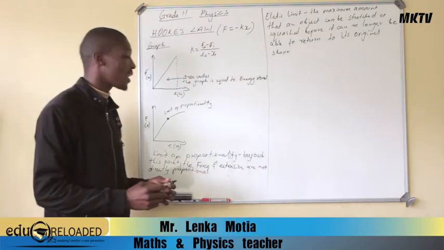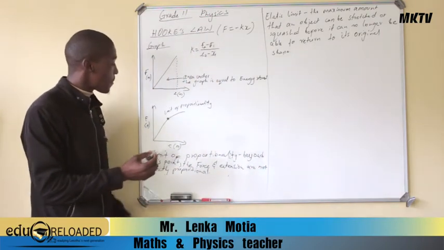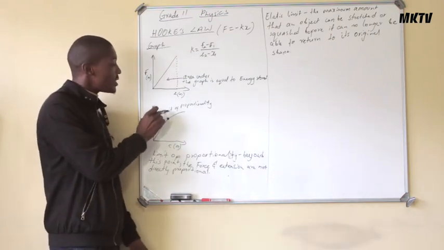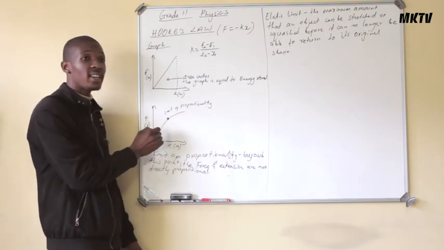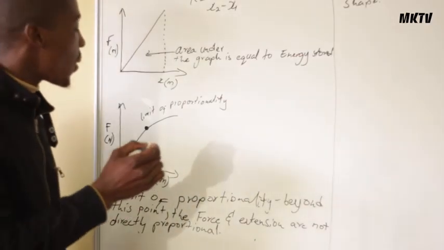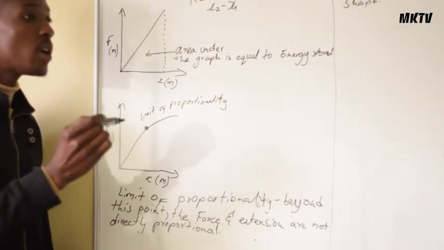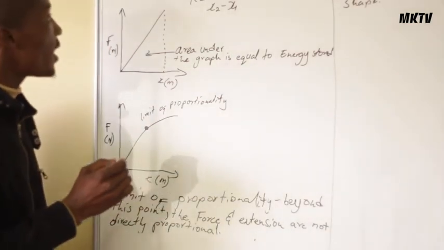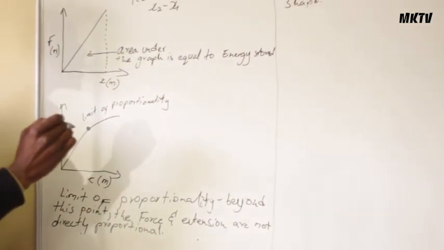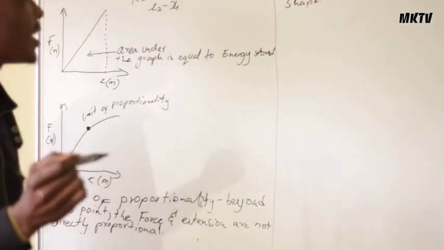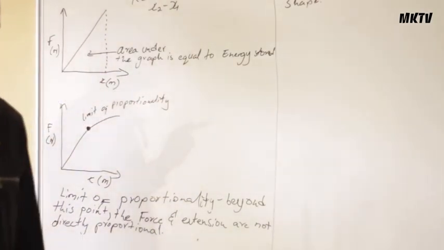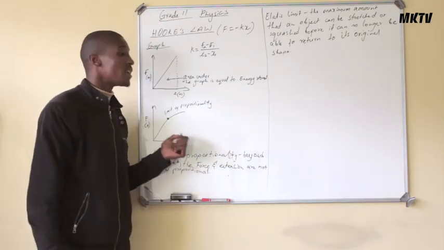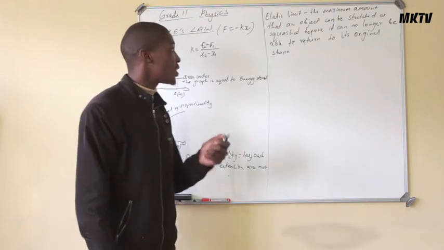So let's go back to our graph. At this point that I have marked, here is the limit of proportionality of the given spring. Wherever you start to see a curve in the graph of Hooke's law, from that point onwards we have reached our elastic limit. The spring is destroyed or can no longer go back to its original shape.